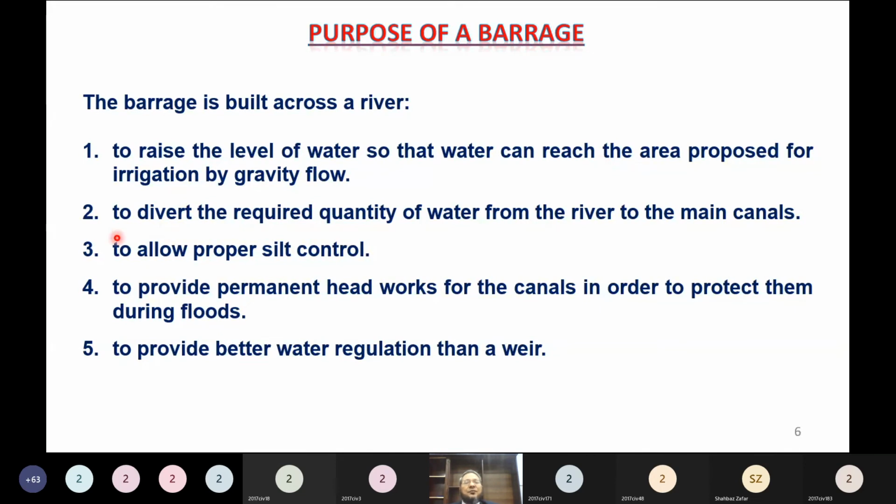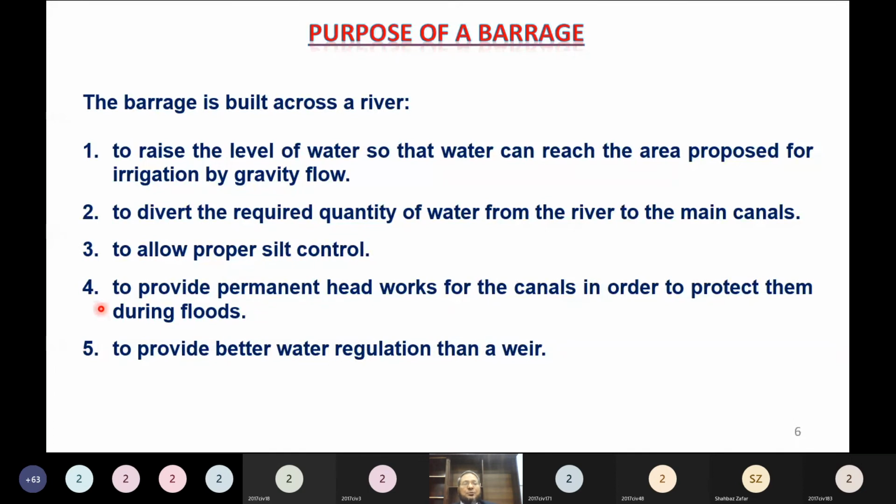Okay. What is the second function? To divert the required quantity of water from the river to the main canals, maybe on one side or both sides, and to allow proper silt control. So we also control the silt entry into the canal, because if too much silt enters the canals, what will happen to the canals? That silt will deposit on the bed and sides of the canals, and then the cross-sectional area of the flow will reduce.